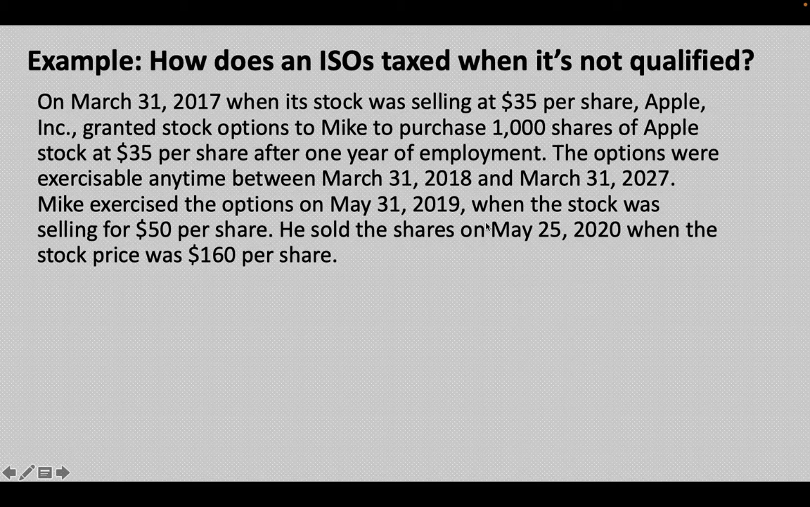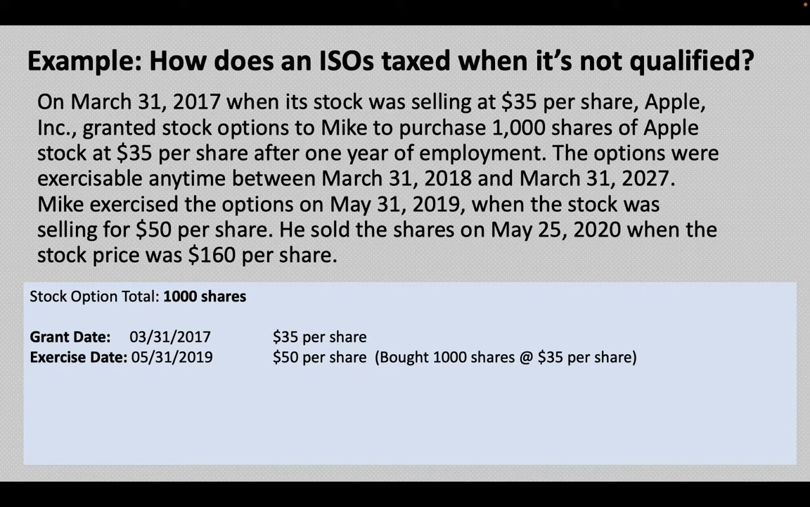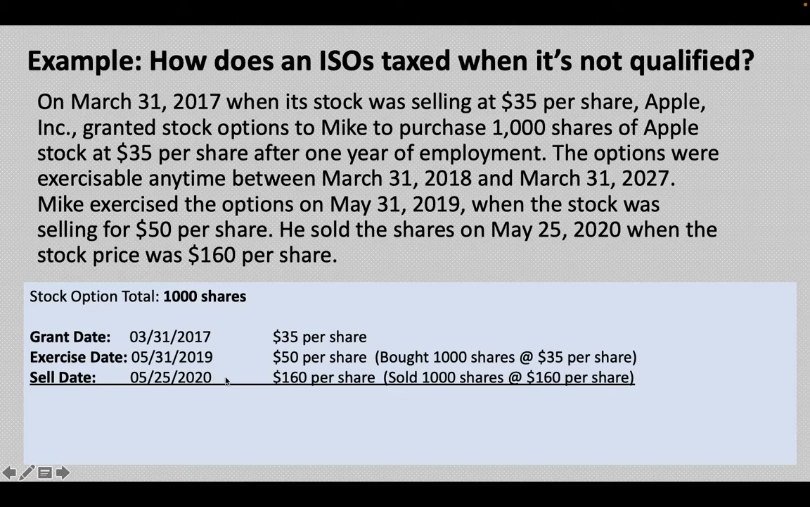Here is exactly the same example, just changing the date when he sells. Let's say he sold on May 25th, 2020. So the same example, just the selling date is May 25th, 2020. You can see from the grant date to the selling date meets the 2-year requirement. However, from the exercise date to the sell date is less than a year. You can see it's a few days short of a year.